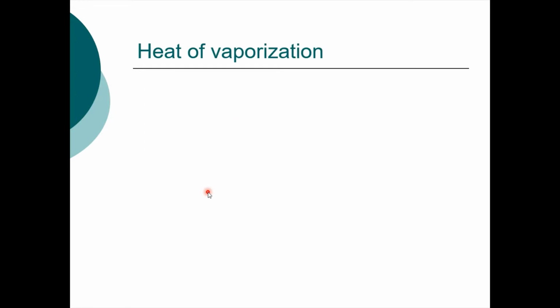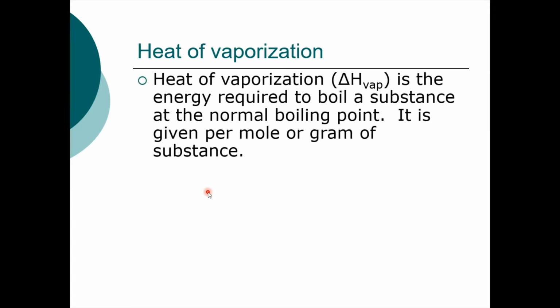The other phase change is from liquid to gas, and we call the amount of energy it takes to go from liquid to gas the heat of vaporization. Heat of vaporization is represented by delta H subscript VAP. So heat of fusion is delta H FUS, and heat of vaporization is delta H VAP. It's the energy required to boil a substance at the normal boiling point. It is given per mole or gram of substance.